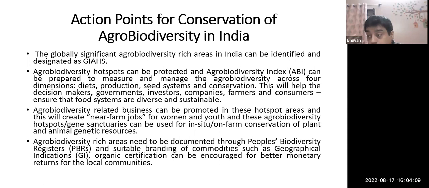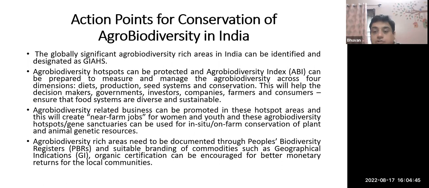Diets must be nutritious, which is derived from the agrobiodiversity. The production system must be sustainable. The seed systems must be such that traditional crop variety seeds are conserved. And then we have the conservation scenario. So on these parameters, agrobiodiversity hotspots can be managed. Then agrobiodiversity related business can be promoted in these hotspot areas that will create near farm jobs for the women and the youth especially, and that will also improve the job scenario.